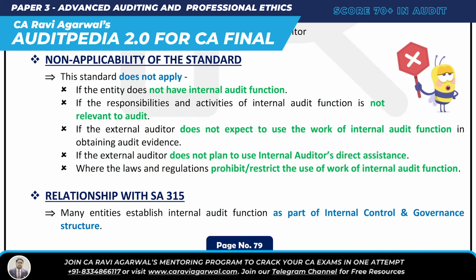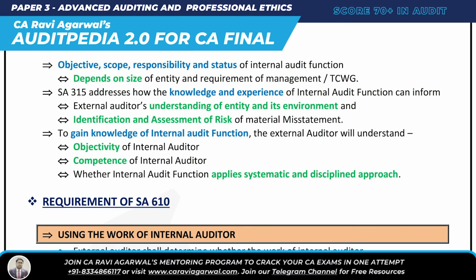Cool. Next, relationship with SA 315. Do you remember SA 315? What was that? Tell me, what is SA 315? Identify and assess the risk of material misstatement through understanding the entity and its environment. So here you identify and assess the risk of material misstatement through understanding the entity and its environment. So the relationship between 610 and 315. Understand? Many entities establish an internal audit function as an integral part of internal control and governance. Definitely. So the objective, scope, responsibility and status of the internal audit function depend, obviously, upon the size of the entity and the requirements of management and TCWG.